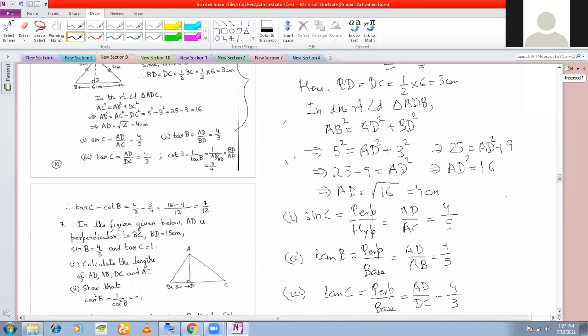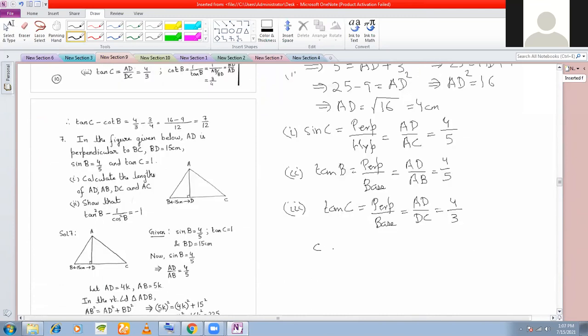Cot B. How will you find out cot B? You know cot is the reciprocal of tan. You've already found out tan B here. So cot B is equal to 1 by tan B. No need to find out cot separately. Just a reciprocal of tan is this. So 1 by 4 by 5, which is equal to 5 by 4.